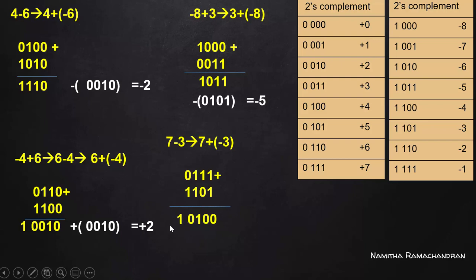Okay, if such an external carry out occurs, what can we conclude? We can conclude that the result is positive and the value of that result is obtained by discarding this carry out value. That is positive 0100. 0100 is actually positive 4. 7 minus 3 is positive 4 itself, so the exact expected answer. Okay, so this is the case of subtraction.